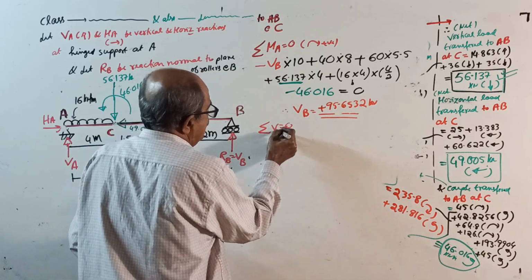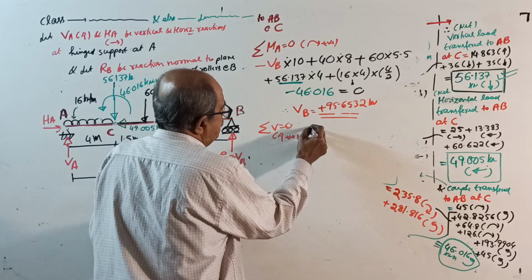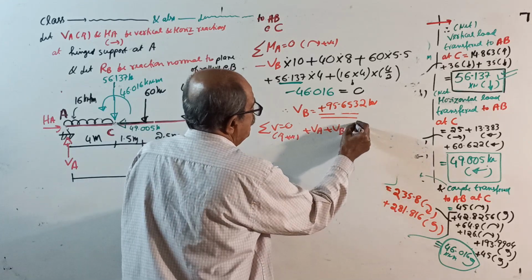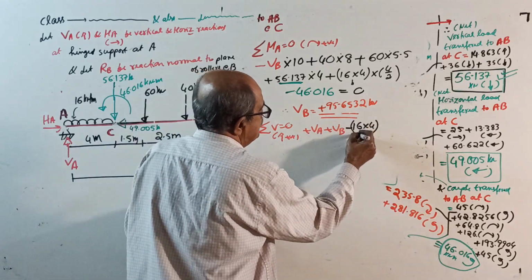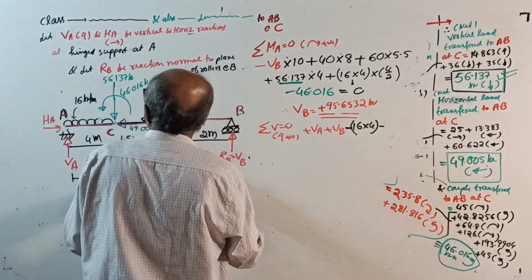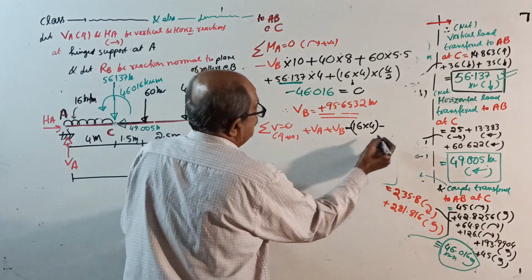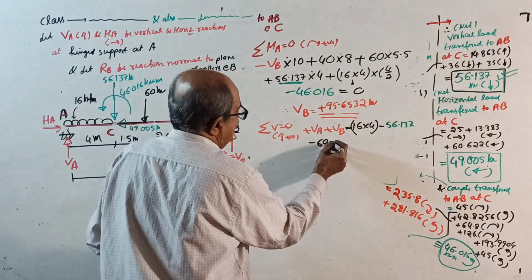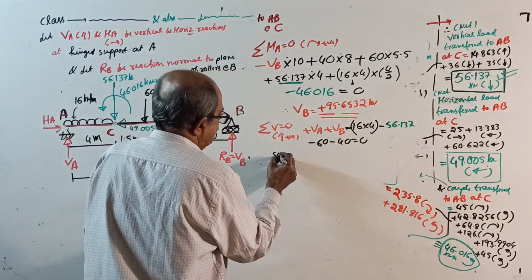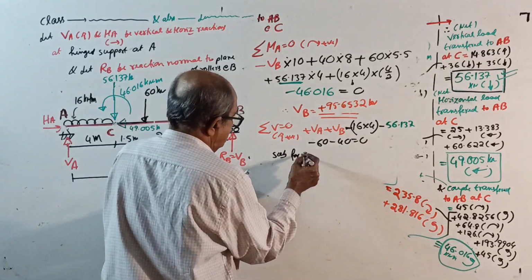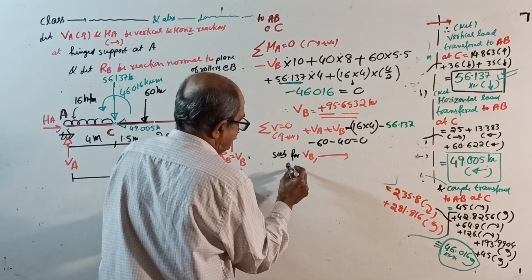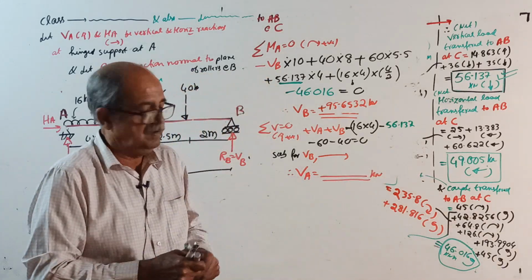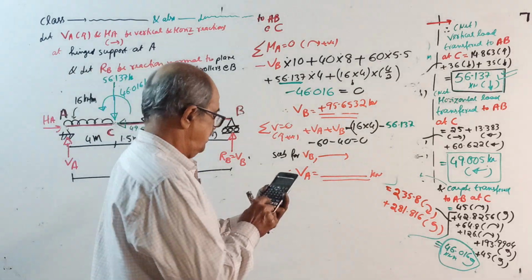Sigma V equal to 0, take upward positive: plus VA plus VB minus 16 into 4, which is the UDL, minus that transferred load, 56.137, then minus 60 minus 40 equal to 0. Substitute for VB, whatever you got. Therefore, you get the value of VA in kilonewton. 124 something I remember.